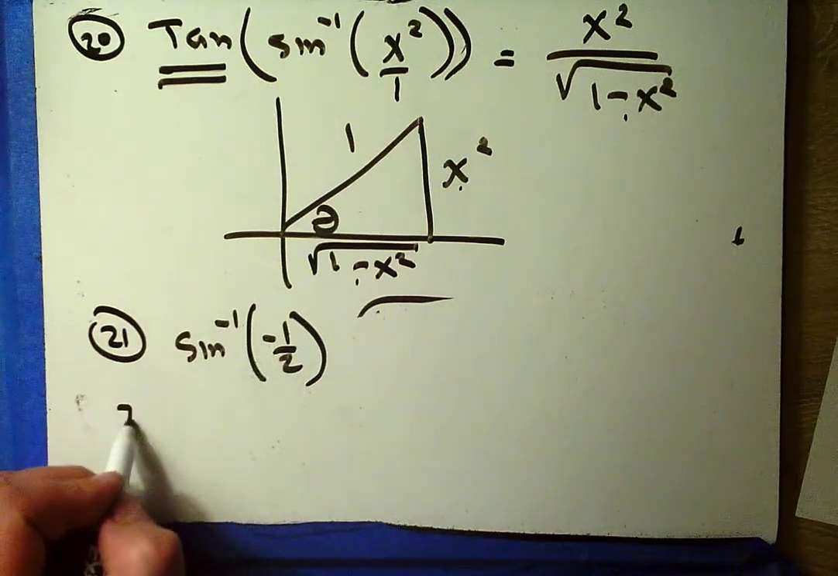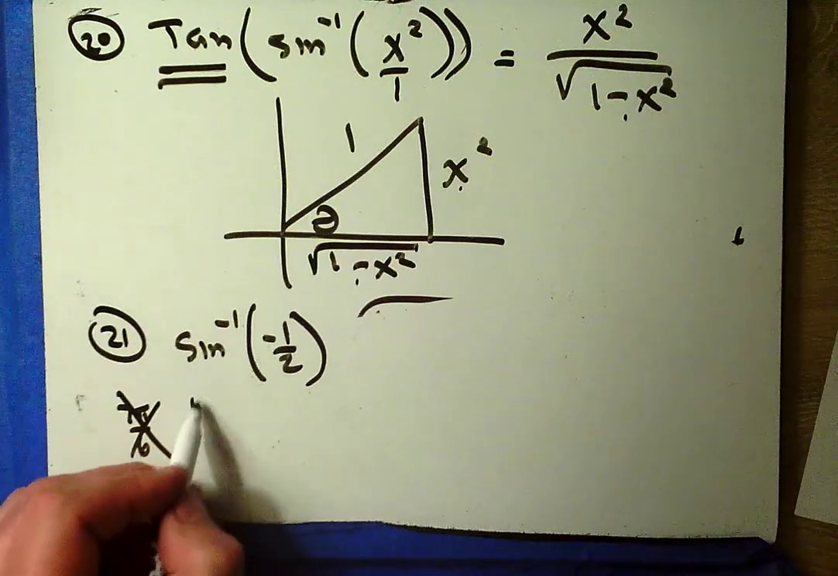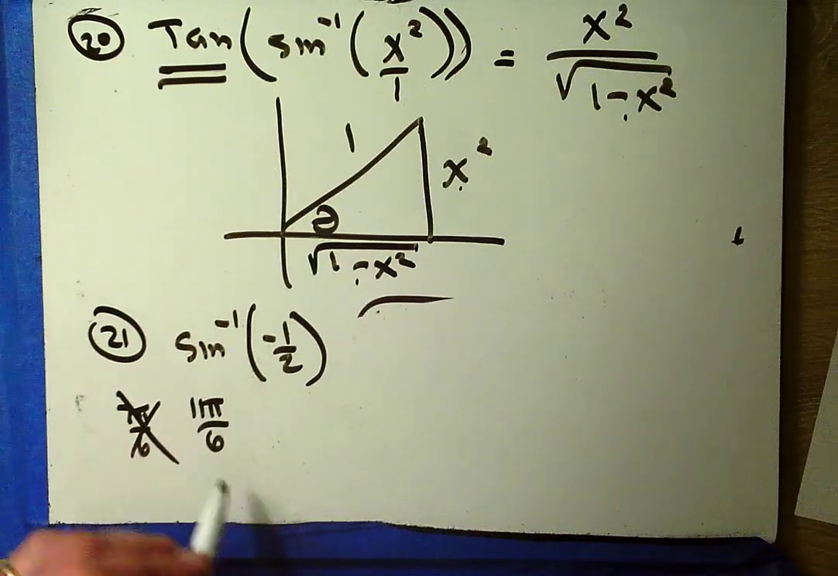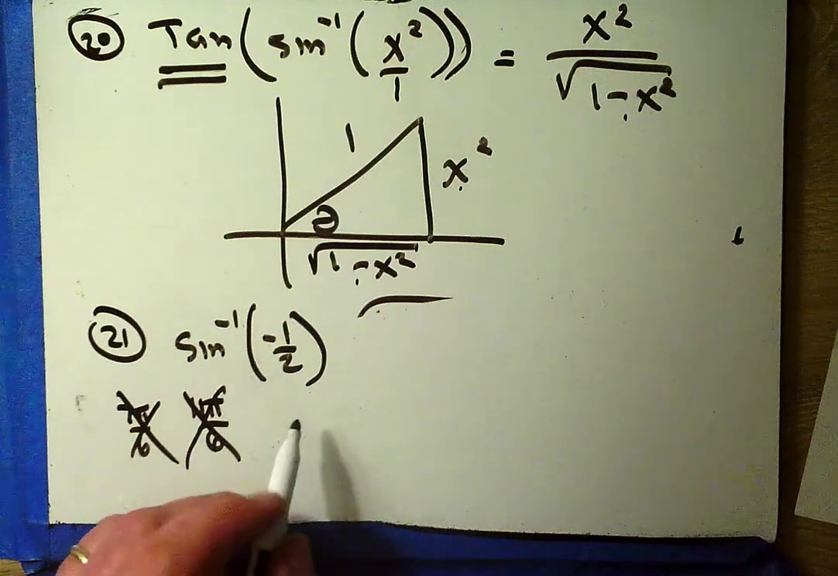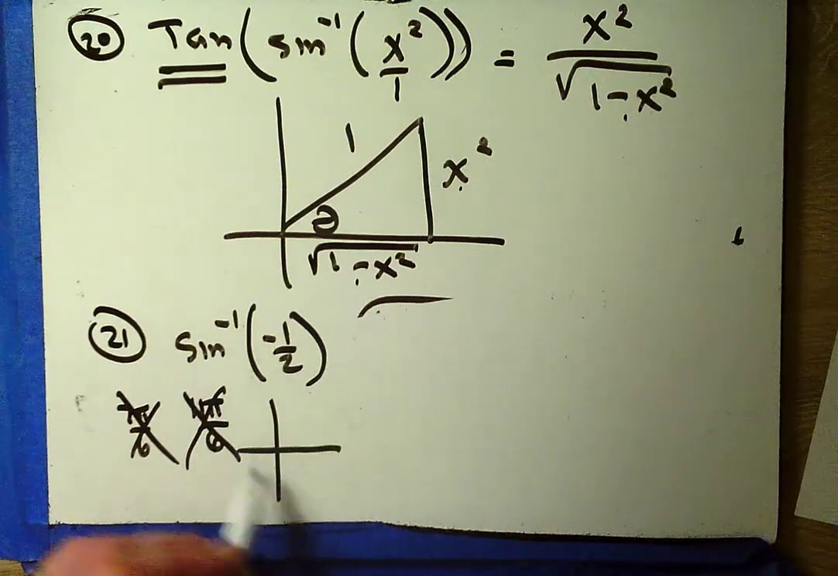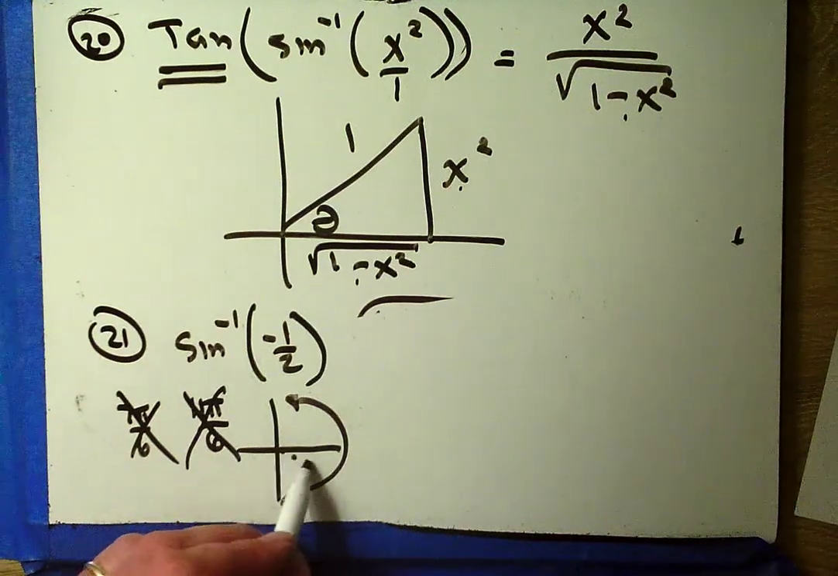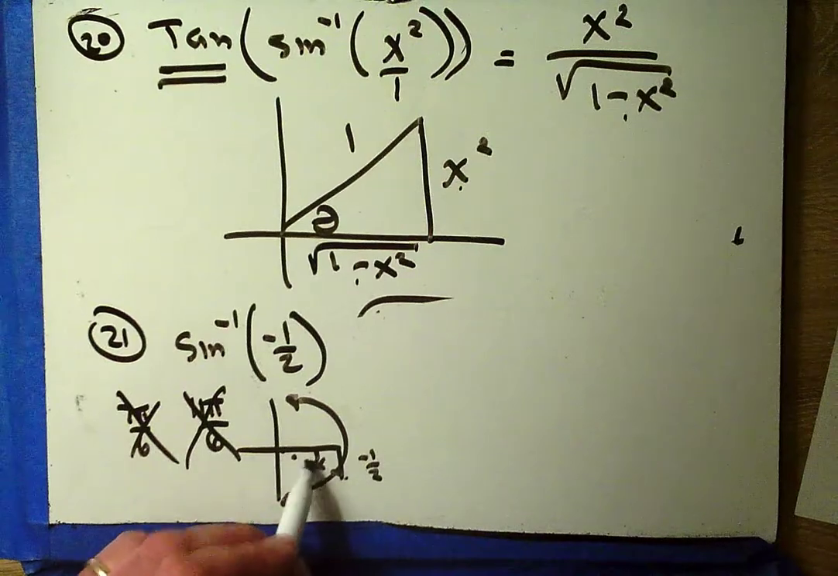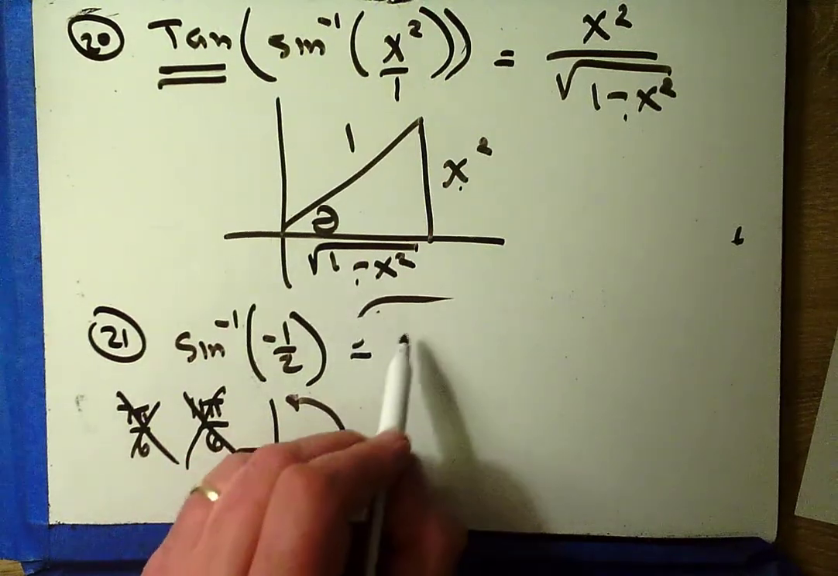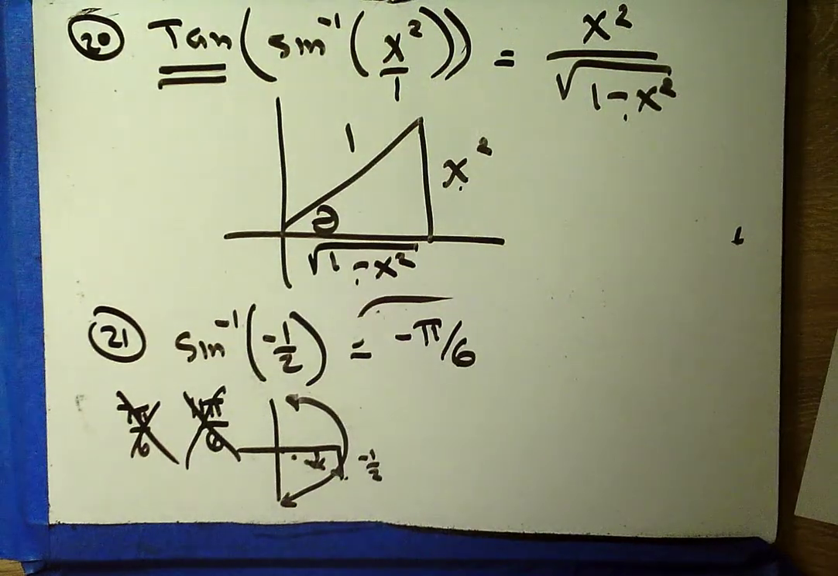And a lot of students want to say 7 pi over 6. That's not within the restriction. Most of them want to say 11 pi over 6. That's not within the restriction. Remember, our restriction goes from negative pi over 2 to pi over 2. So this negative 1/2 has to be gotten by going in the negative direction. And so our answer here is negative pi over 6.